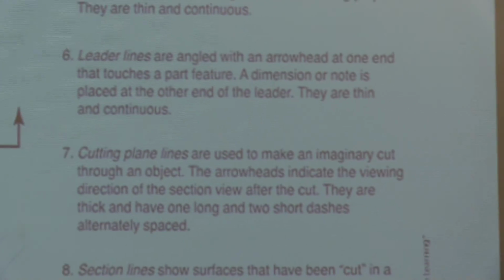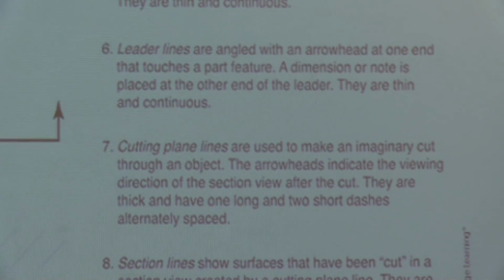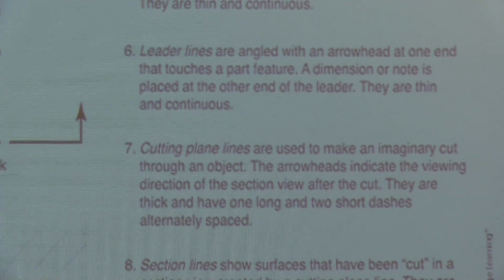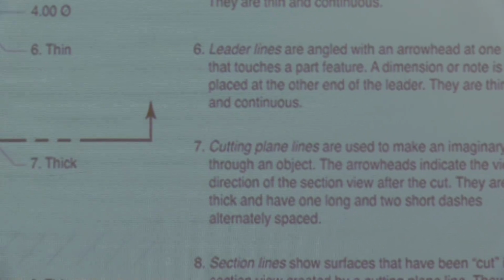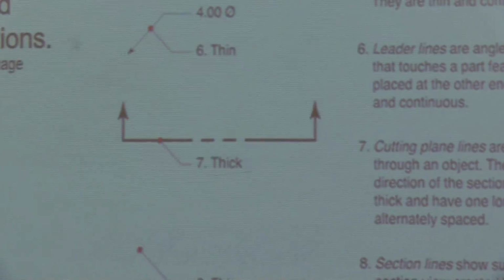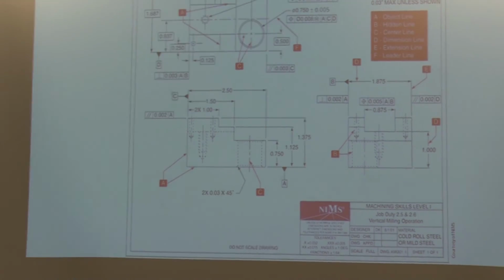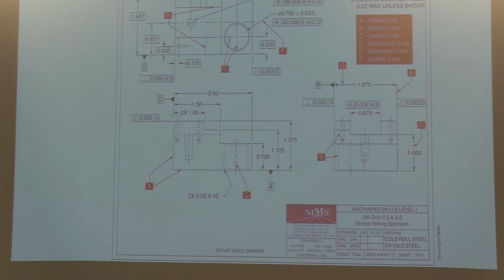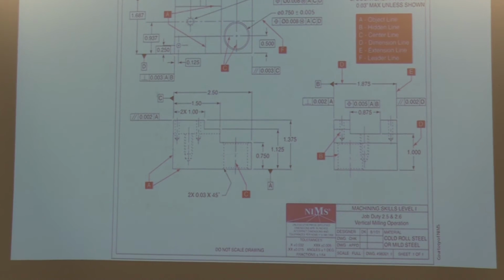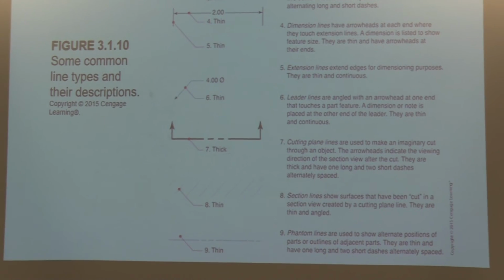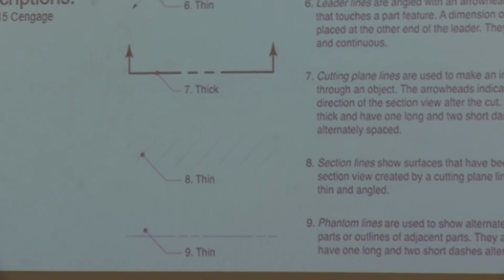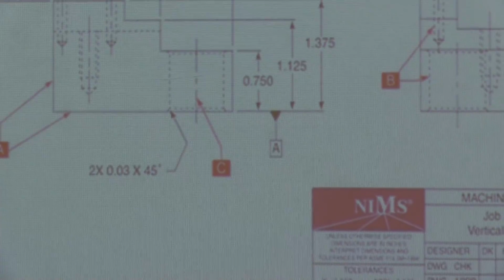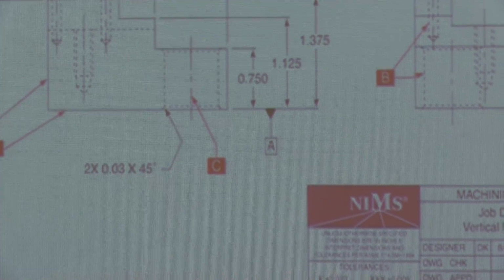Number 7 is your cutting plane. Used to make an imaginary cut through an object. The arrowheads indicate the viewing direction of the section view after the cut. They're thick and having one long and two short dashes alternately spaced. I don't see any cutting lines on this. Our datum lines are on the outside edge. We will find it later. Section lines, I did not see any section lines on this one either, showing a cross section of a pattern.